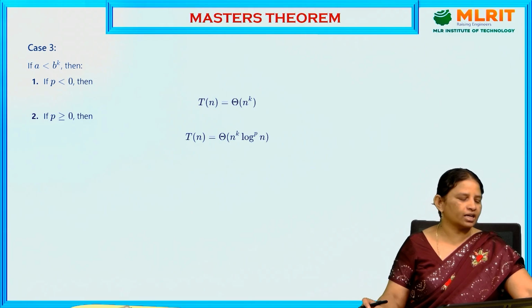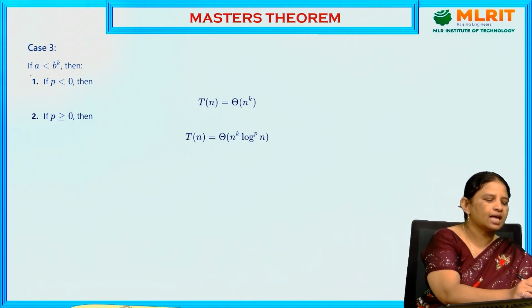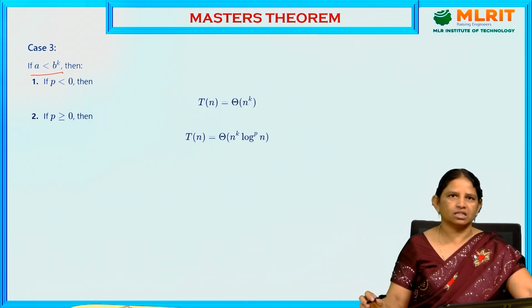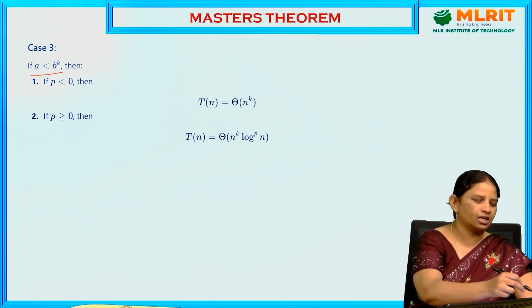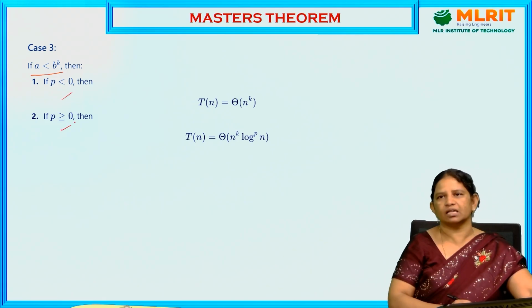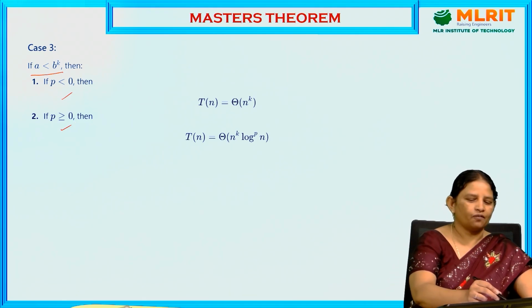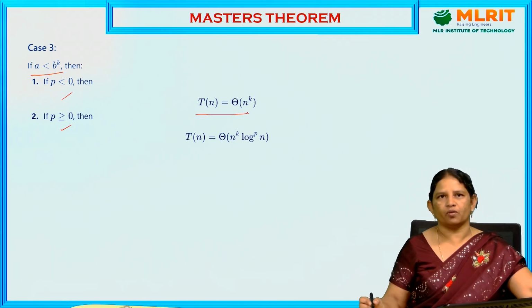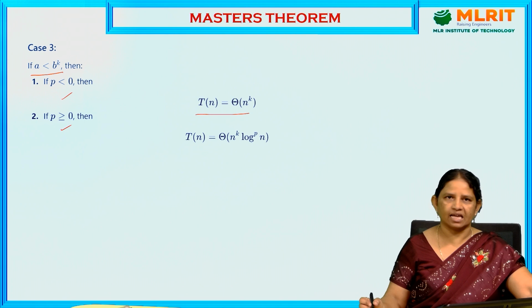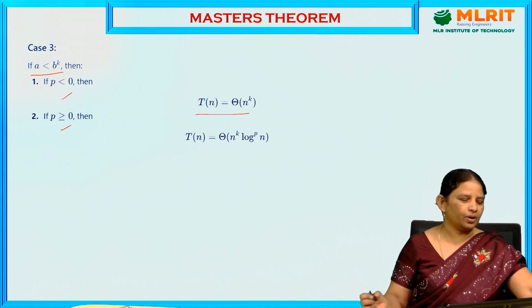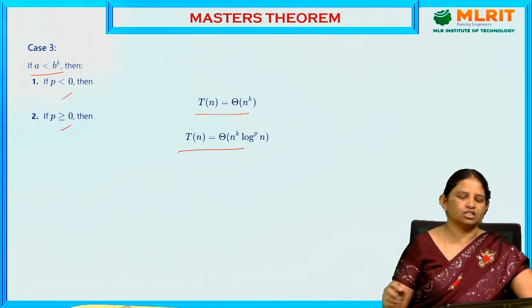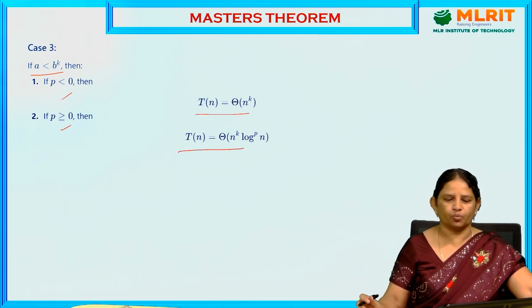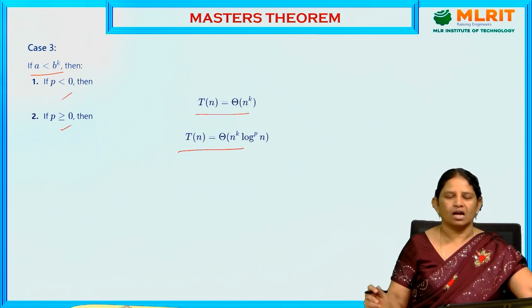Then coming to the case 3, so a less than b power k. Then what is the time complexity? Again there are two cases, whether the p value is less than 0, or p value is greater than or equal to 0. T of n equal to theta of n to the power of k if p is less than 0, means negative value. If p value is greater than or equal to 0, then the time complexity is theta of n to the power of k log to the power of p into n is the time complexity.